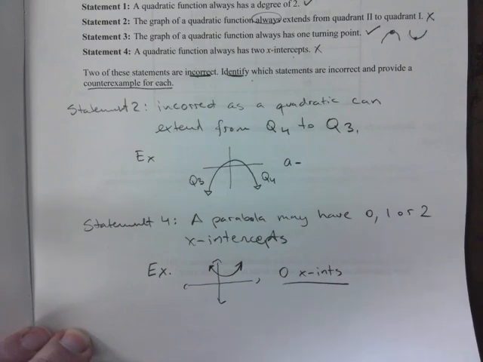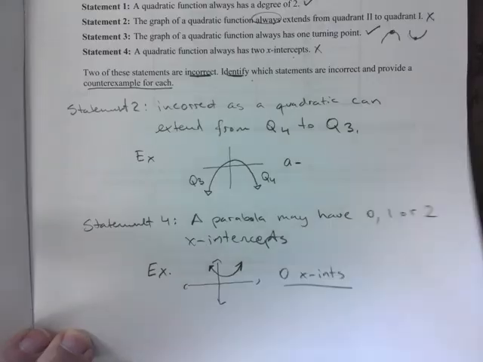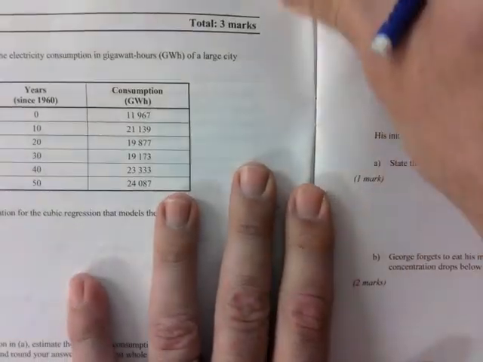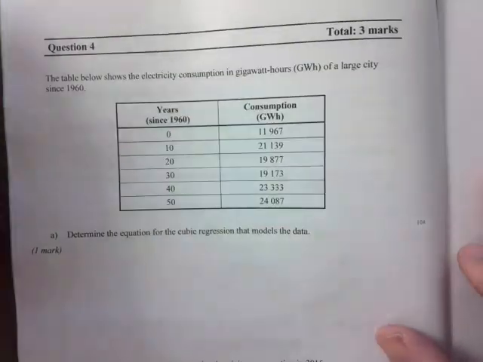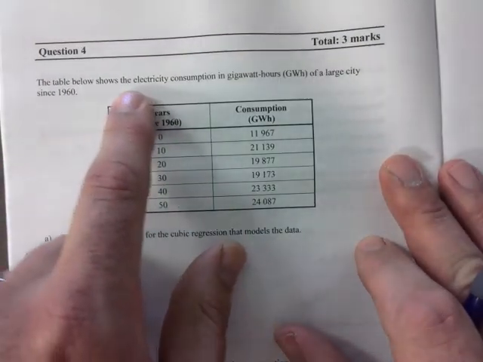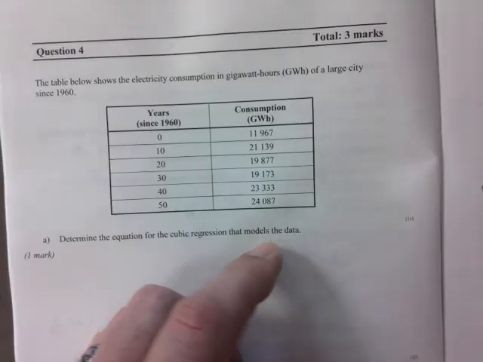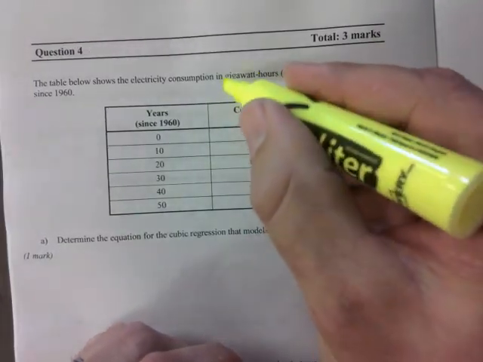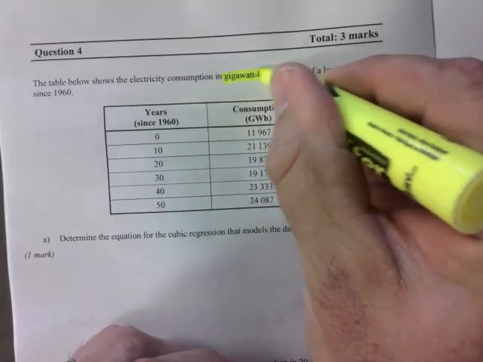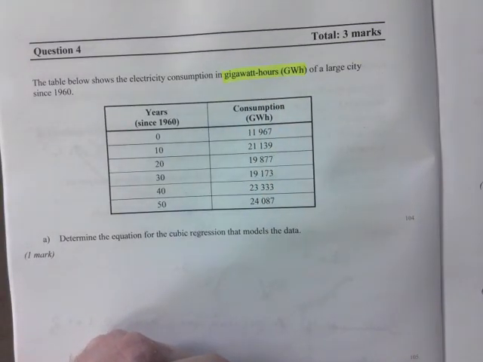So far, it's just basic, right, understanding. Do you understand functions in general, right? No word problems yet. Not a single word problem. That's why we always hover around. All right, so there's a table. Question 4. The table below shows the electricity consumption in gigawatt hours. Can I just mention this? They come up with some weird units from time to time. But it should not scare you whatsoever. You just use the units they come up with.